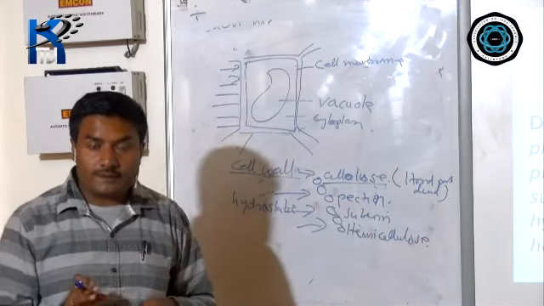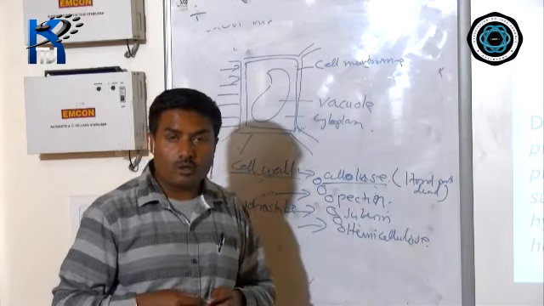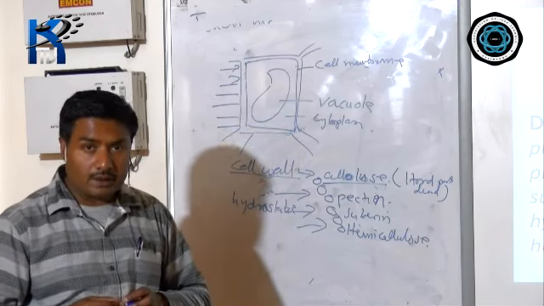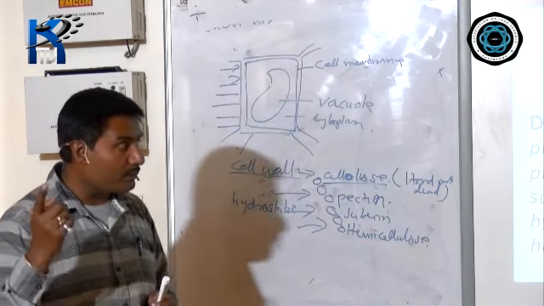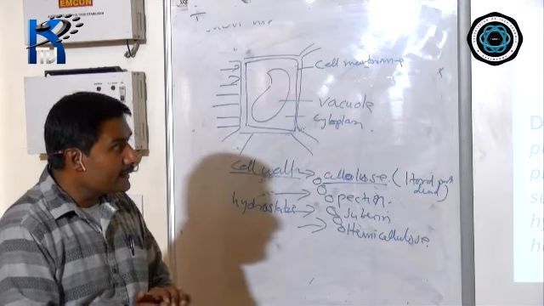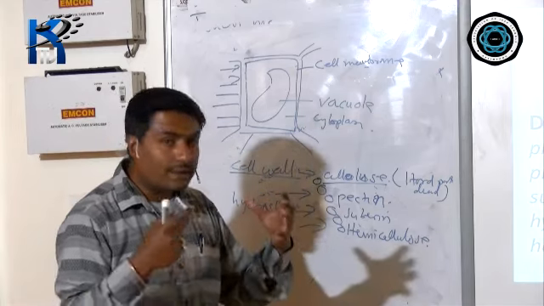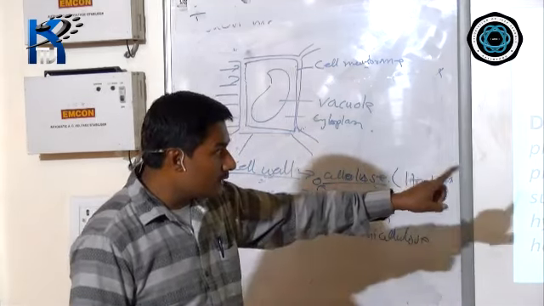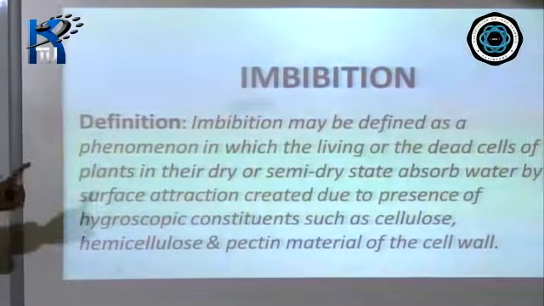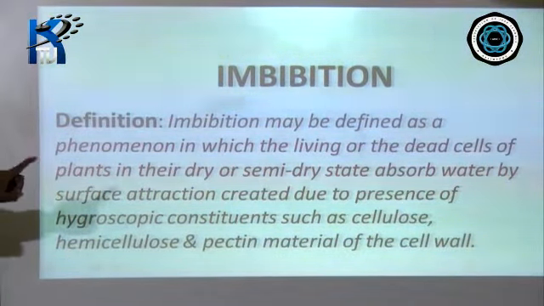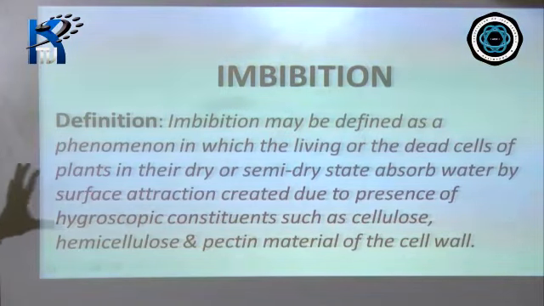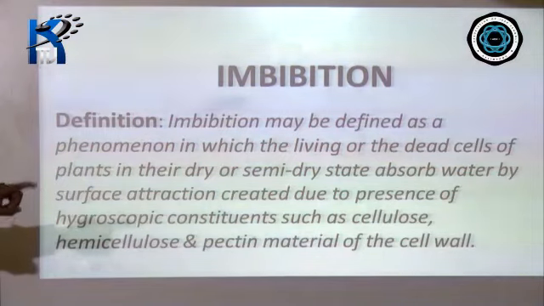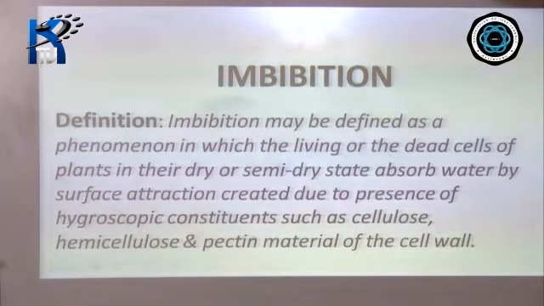So it is one of the processes of absorption by root, that is water and minerals. When the plant is absorbing water and minerals, one of the processes is imbibition, that means water gets imbibed. Again I repeat the definition. Imbibition may be defined as a phenomenon in which the living or dead cells of the plant, whether they are fully dried up or in semi-dry condition, absorb water.